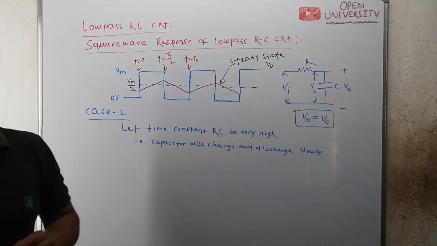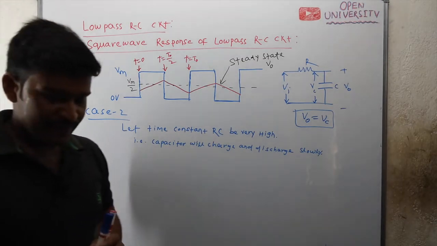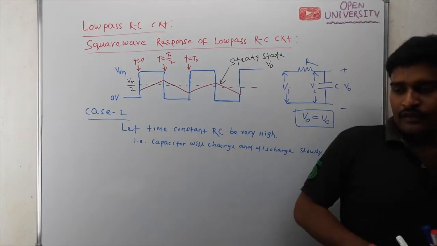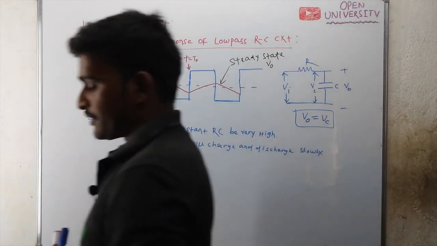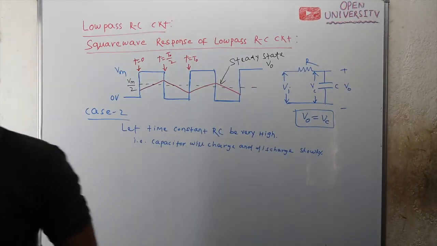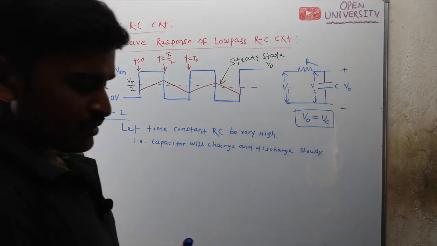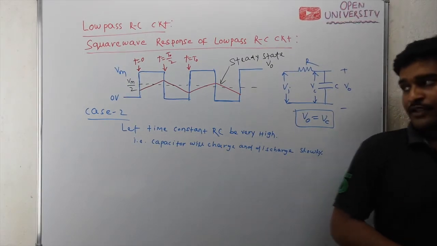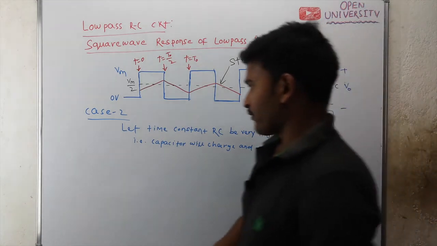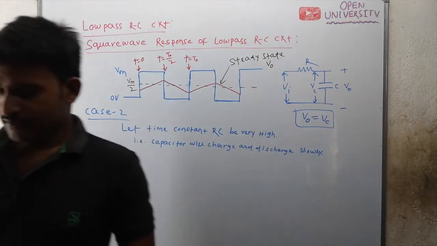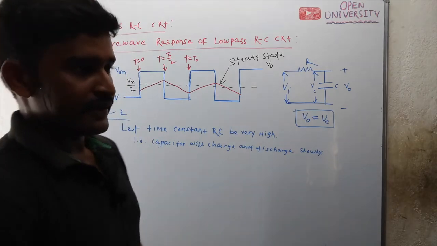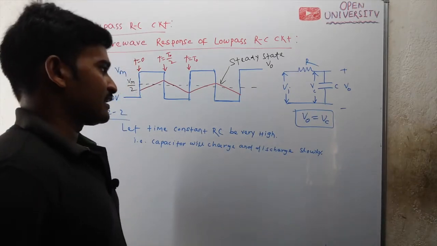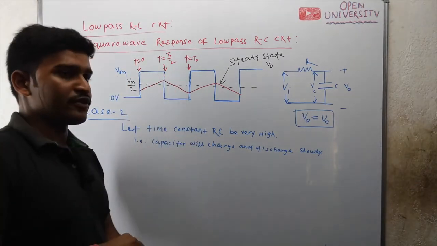If the time constant RC is very high, then a low pass RC circuit converts a square wave signal into a triangular waveform. Thus, a low pass RC circuit converts a square wave signal into a triangular waveform. Thus, it behaves like an integrator, or it performs excellent wave shaping. So that means excellent wave shaping is happening.